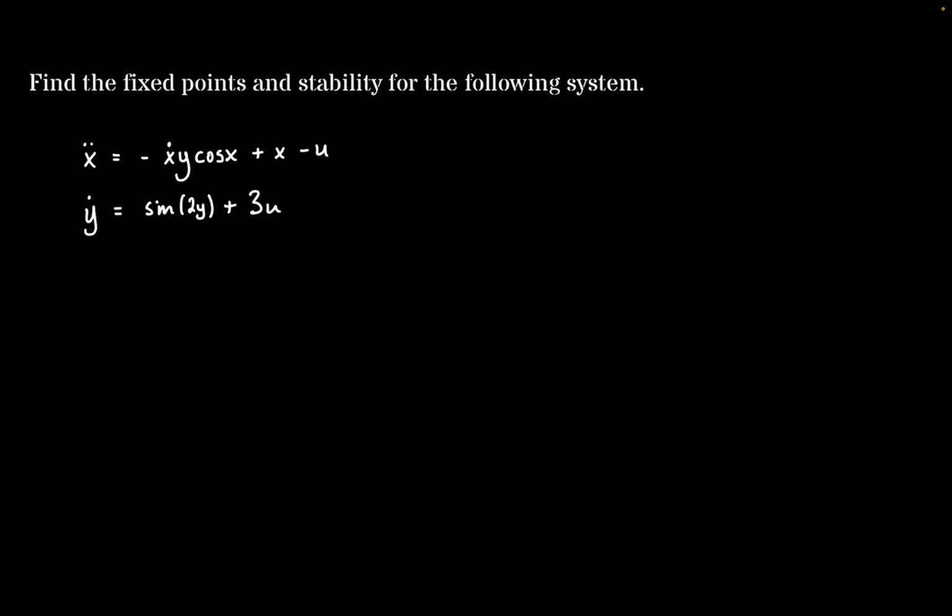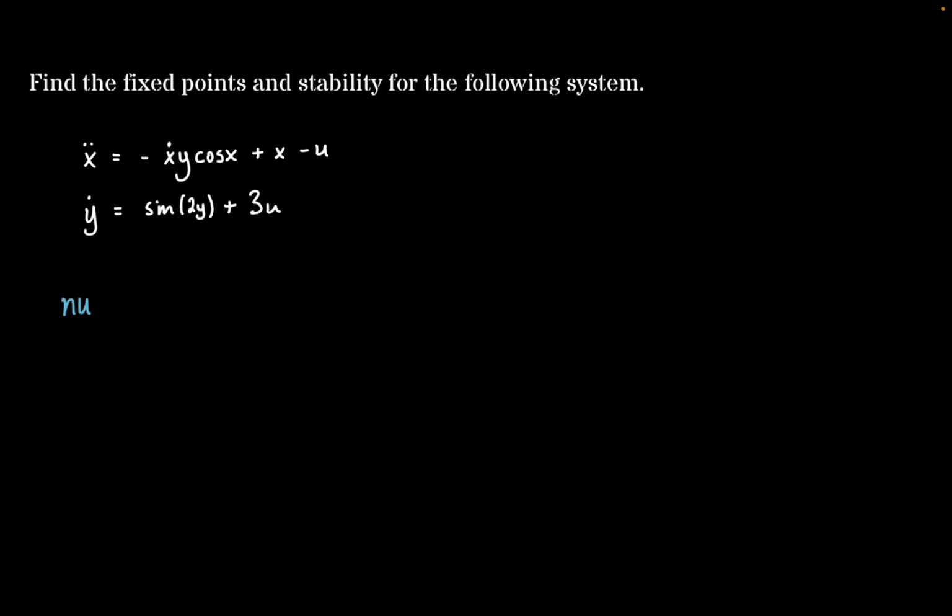For the following system, we want to find the fixed points and stability of it. Now, the first step that we have to do is find our x variables. For that, we essentially take the highest number derivative of every single variable in our system and add them up. So let's write that out.